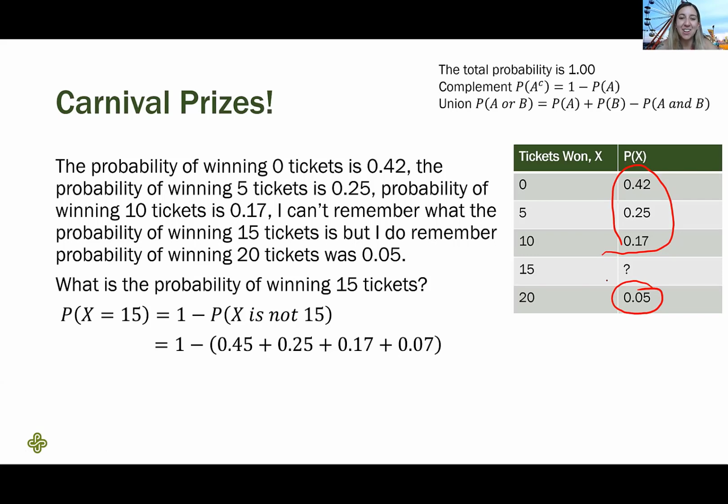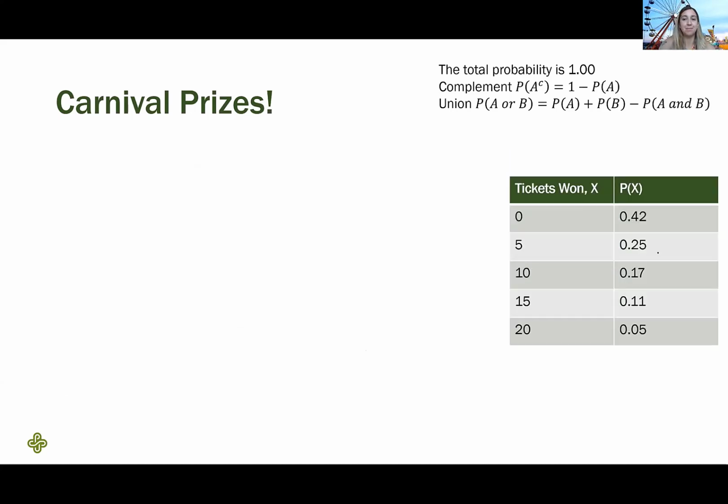Get your calculator, add it all up. What do you get? 1 minus 0.89, which is 11%. So there's a 0.11 probability of getting 15 tickets in this particular carnival prize. So knowing that, we can fill it into our table. And now we have the full picture of the probability of winning tickets with this game. Let's ask some more questions about it.